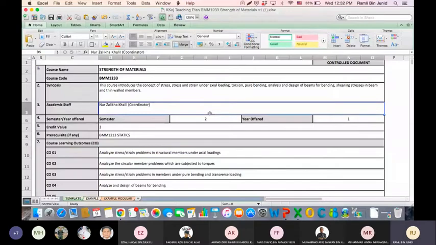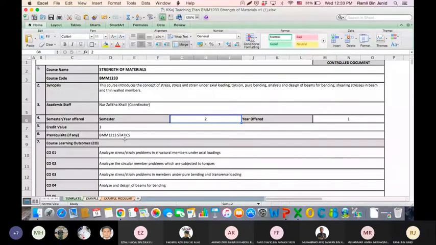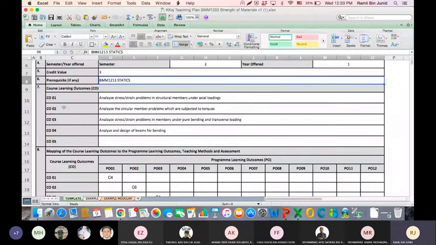Okay, so I continue. Typically this subject is offered in semester 2 when you are in the first year. But because it is open registration, you can take it at any time you want. Typically students take this subject in semester 2 and take statics in semester 1. And this is the course learning outcome, or subject outcome.